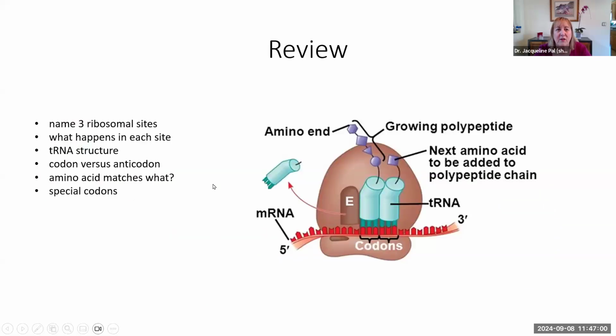So take a moment, name the three ribosomal sites and what happens in each site, go through the structure of the transfer RNA, go through the difference between a codon and an anticodon, what the amino acid on the transfer RNA matches, and go through what the special codons are.